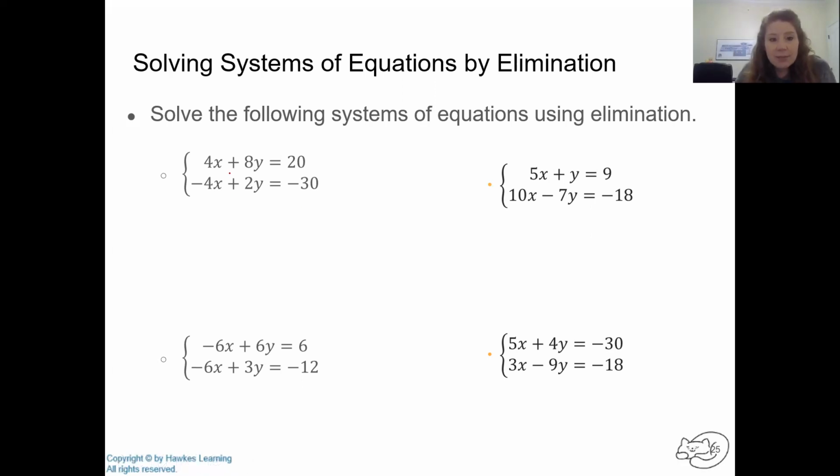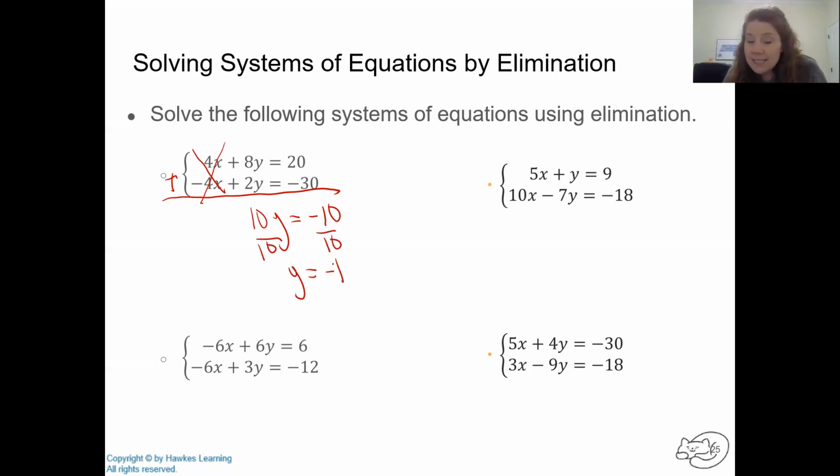So let's look at the top one up here. The way these are written, my x's will eliminate themselves, correct? I don't have to multiply by anything. So I'm going to make this a big plus symbol, and my x's are gone. Now I'm going to add my y's. 8y plus 2y is 10y equals 20 combined with -30 is -10. Now to solve for y, I divide both sides by 10. So y equals -1. That was easy, wasn't it?